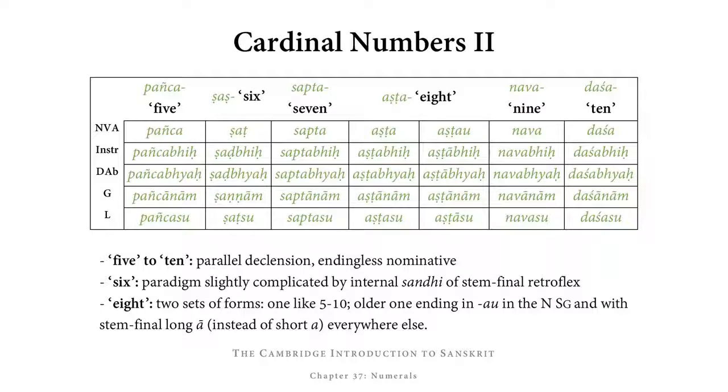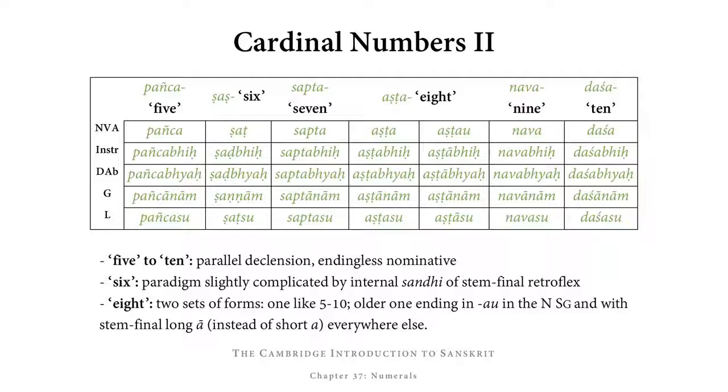Then the numerals for 5 to 10. These are basically parallel in their declension. They have an endingless form for the nominative, vocative, accusative, and then very easily recognizable endings from the instrumental onwards. So, for example, if we look at the forms for 5, the stem of that is pancha, and that's also the form for nominative, vocative, and accusative. No ending is added. And then from the instrumental on, we continue to panchabhih, panchabhyah, panchabhyah, panchanam, and panchasu, so all easily recognizable. Two numerals are a little tricky, perhaps.